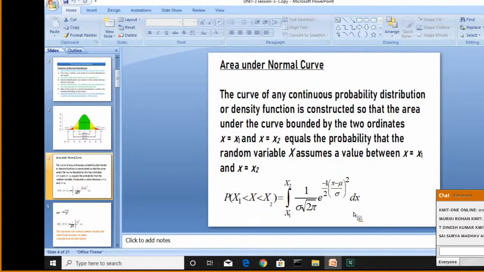When we give the substitution, this will become completely z, where z is x minus mu by sigma. So dz is equal to dx by sigma, and we will be getting dx is equal to sigma dz. That is why this sigma and that sigma will get cancelled, and you will be getting this result.